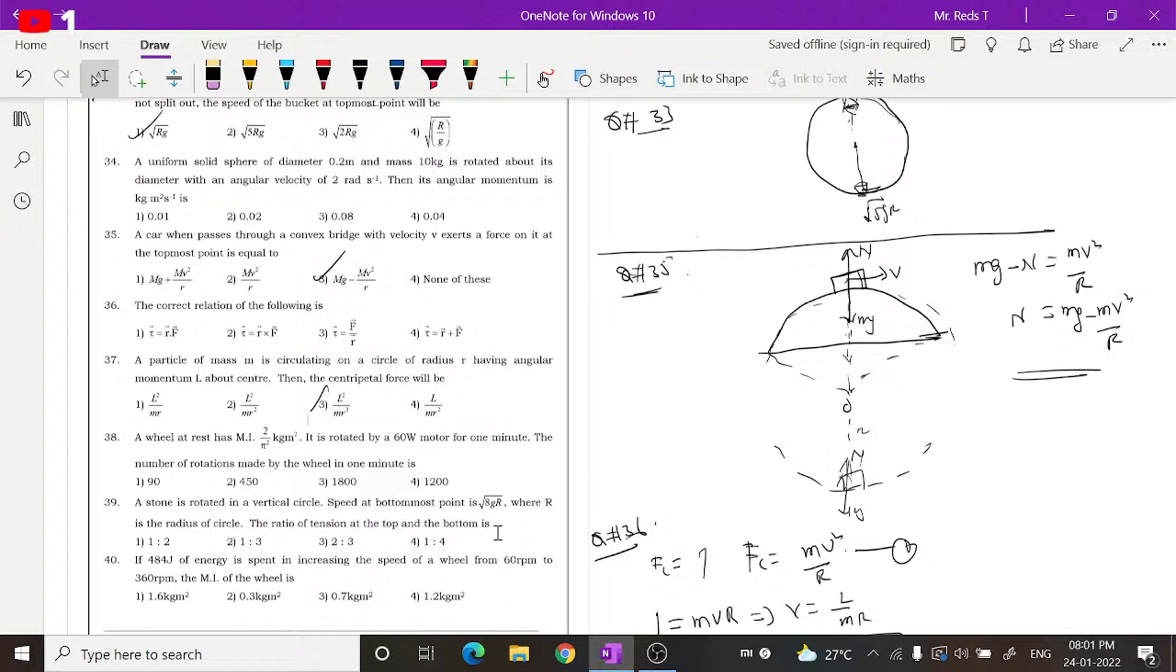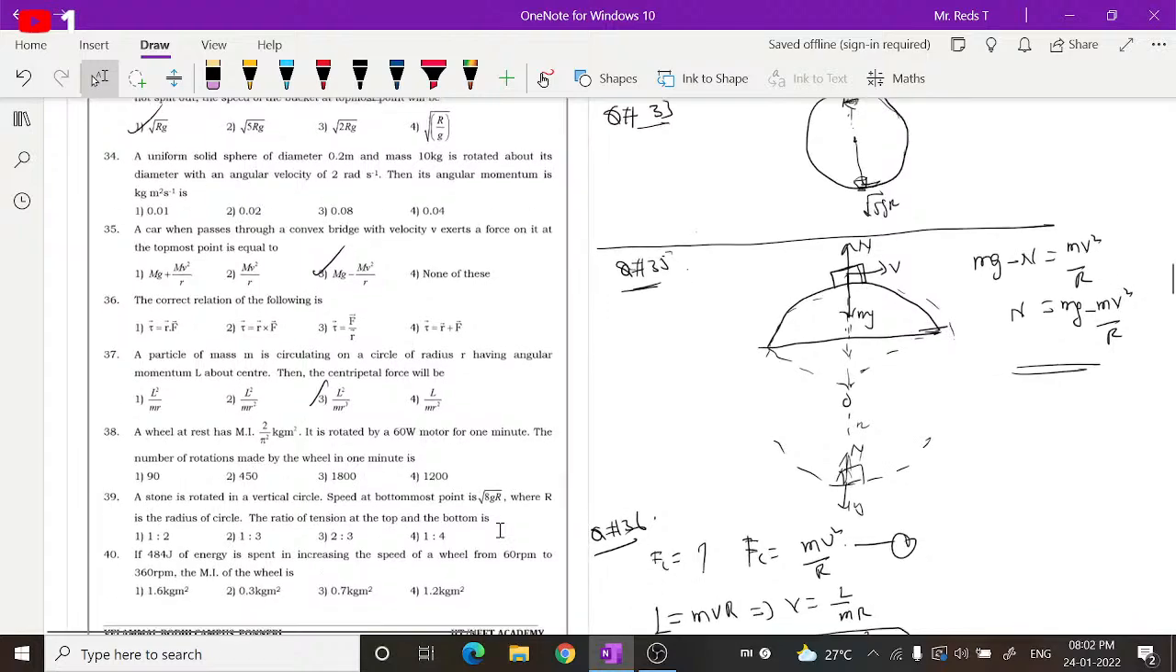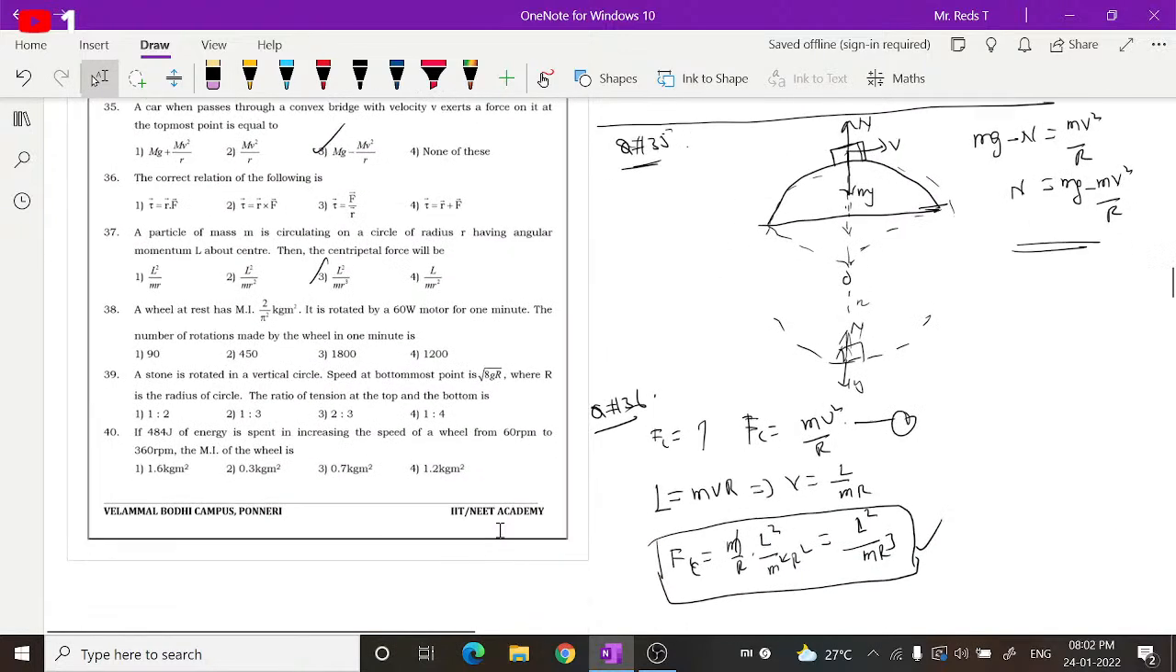So how can you get this tension in terms of velocity? Already we have discussed the expression for tension in terms of velocity. By using the law of conservation of energy, you can get that. So let us do it briefly.